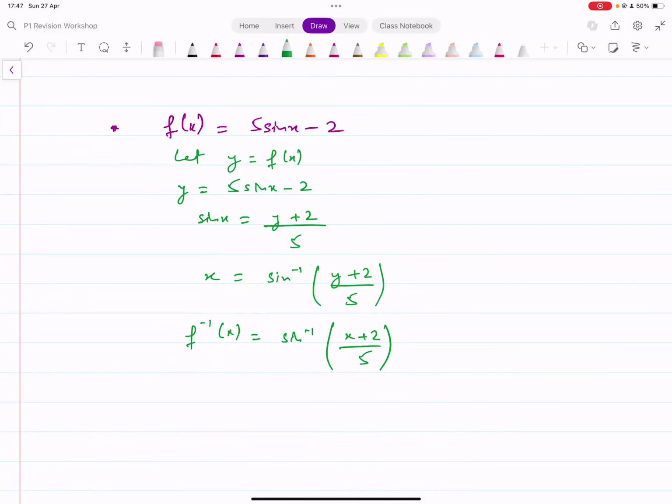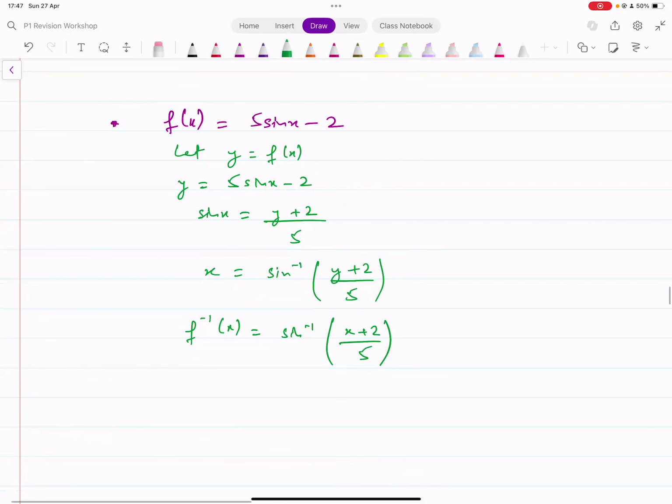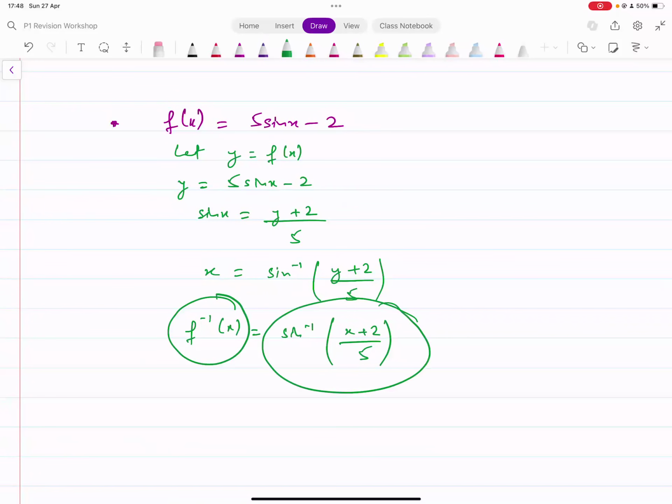First of all, we say let y equals f of x. So that becomes y equals 5 sine x minus 2. Make x the subject. Now when you make x the subject, if you have sine x here, when sine goes to the other side, that's going to become sine inverse. So we get x equal to sine inverse of (y plus 2) divided by 5. And then at the end, all we have to do is replace x with f inverse, and on the right side, replace the variable y with x, and you get the result from that.